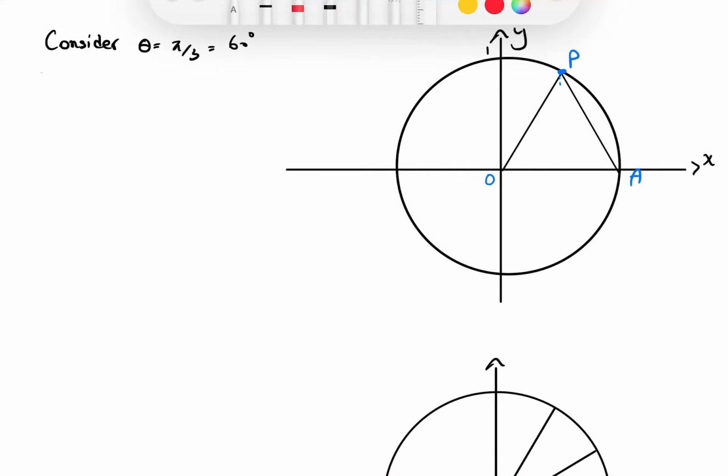Alright everyone, welcome back. Today we're going to take a look at how to find the sine, cosine, and trigonometric values for multiples of pi over 3. Now let's imagine we have a triangle as such inside the unit circle. Let me just make that a bit neater.